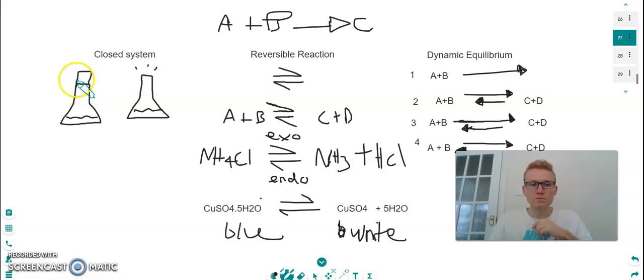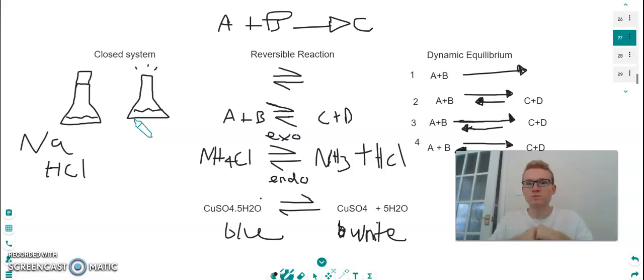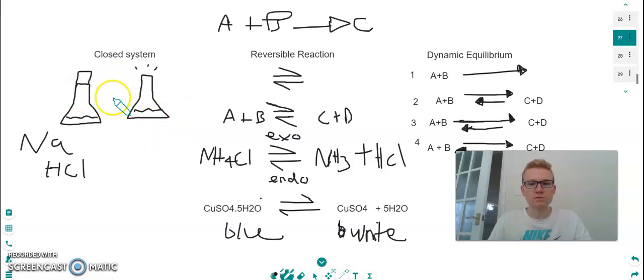But if we look here, we have a conical flask with a bung in it, and again, let's say sodium metal and HCl reacting. Obviously, if there's a bung in it, then it cannot react with the air, so the system is said to be closed. This is just a very good way of viewing it.